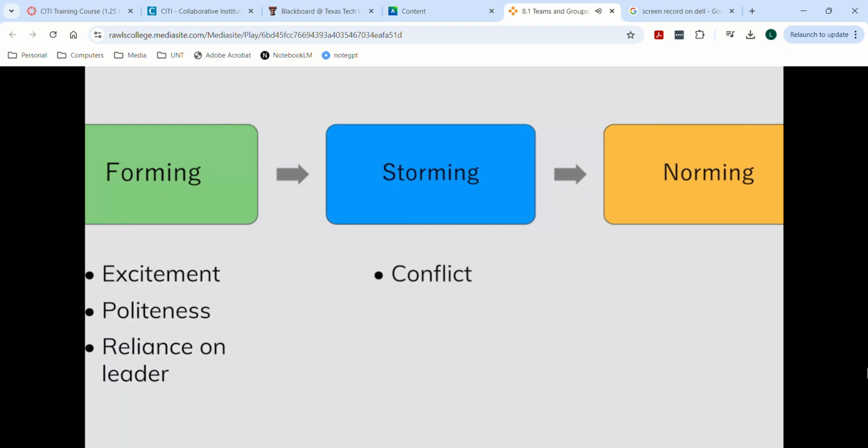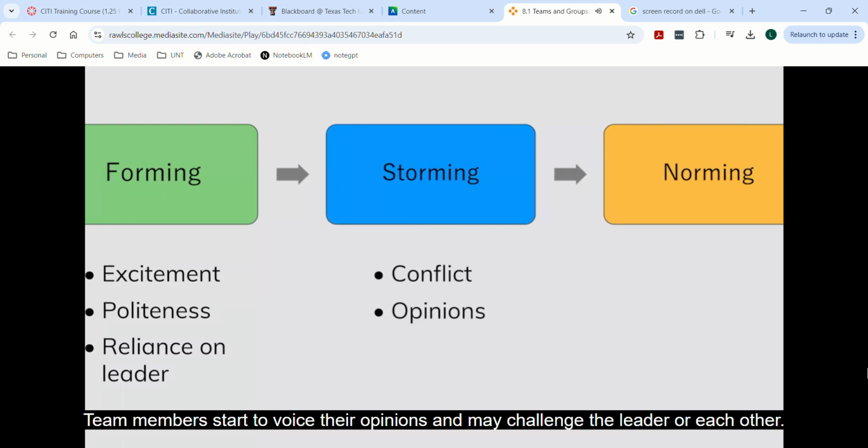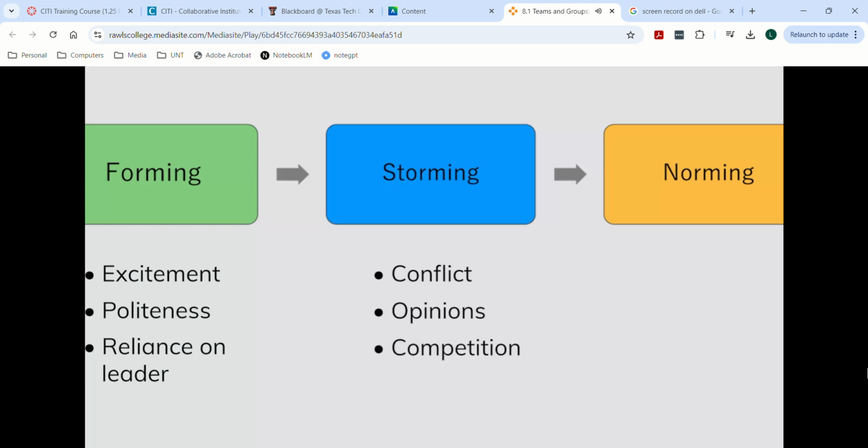The storming stage is characterized by increased conflict and tension. Team members start to voice their opinions and may challenge the leader or each other. This stage can be turbulent as members compete for influence.